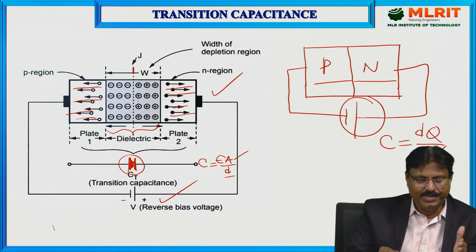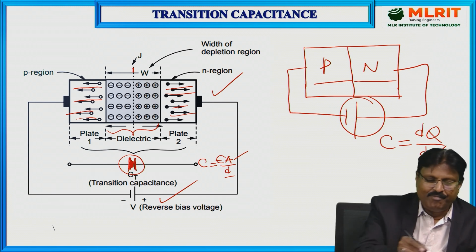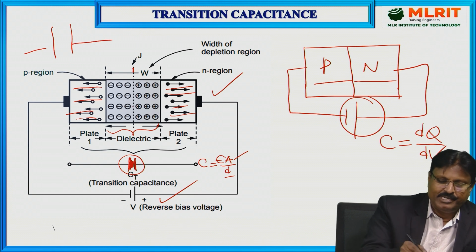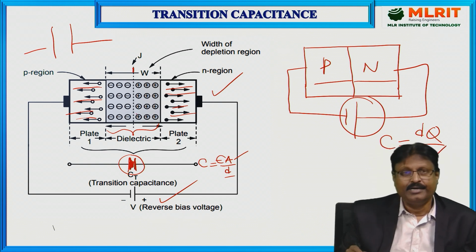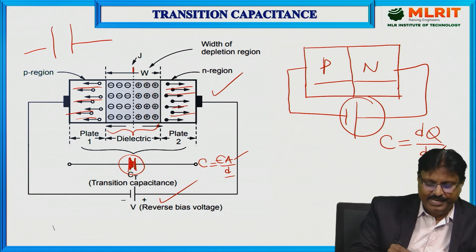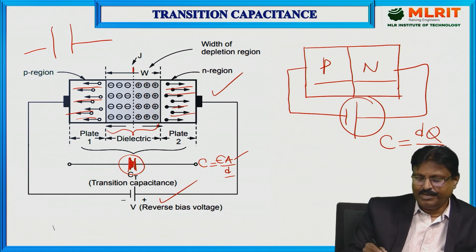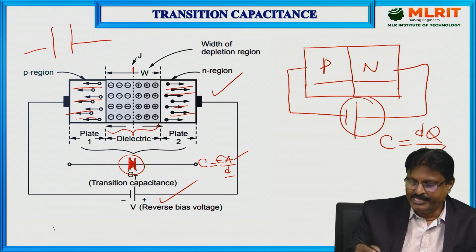Why? Because this P region acts as a left plate and this N region acts as a right plate of a parallel plate capacitor, and the insulator between the plates, this depletion region, is behaving like a dielectric material. That's why this effect is called a capacitive effect.